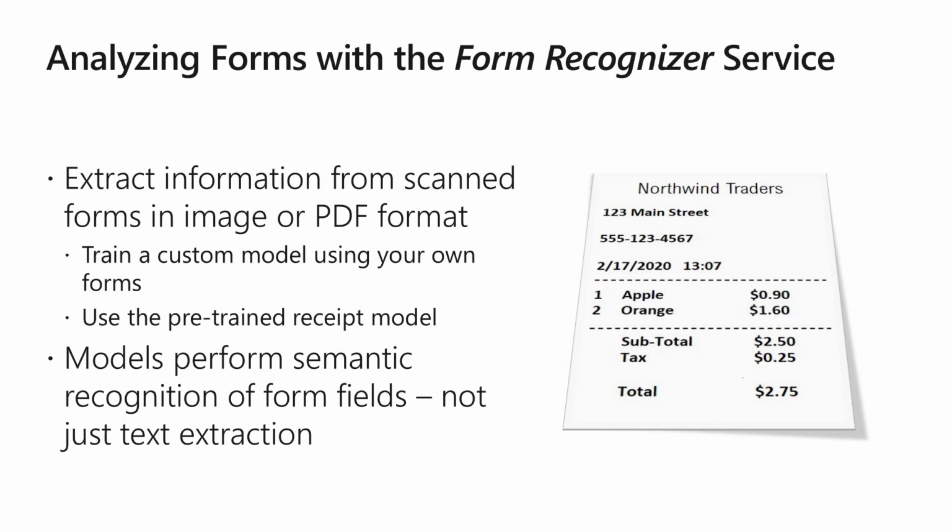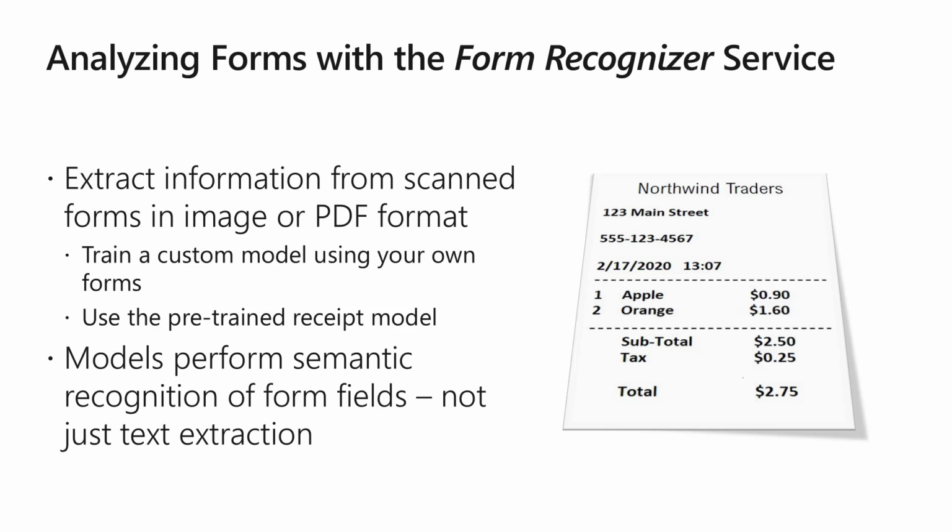The form recognizer service offers more than just detecting and extracting text. It enables you to use models that actually understand the form fields. So, for example, identifying specific types of data, such as addresses, phone numbers, dates, times, quantities, and so on, and understanding the relationship between the fields and the values in the form.